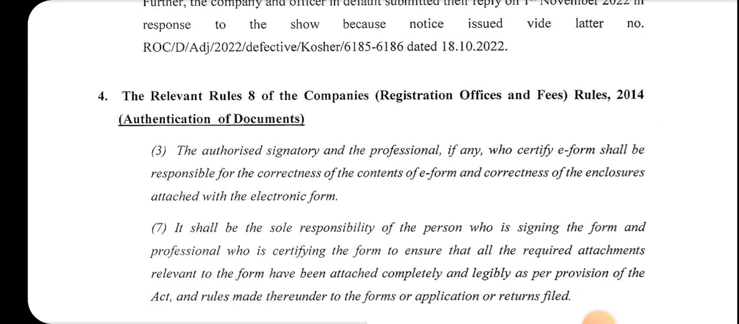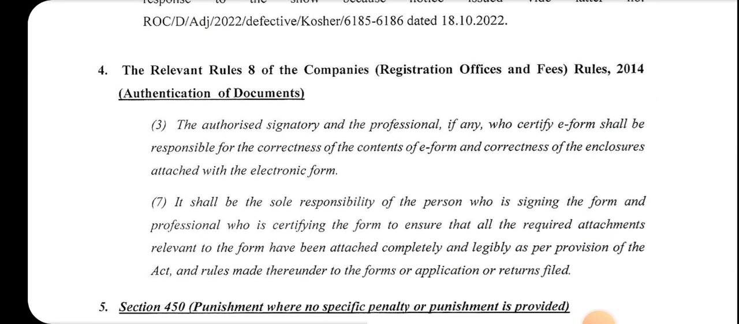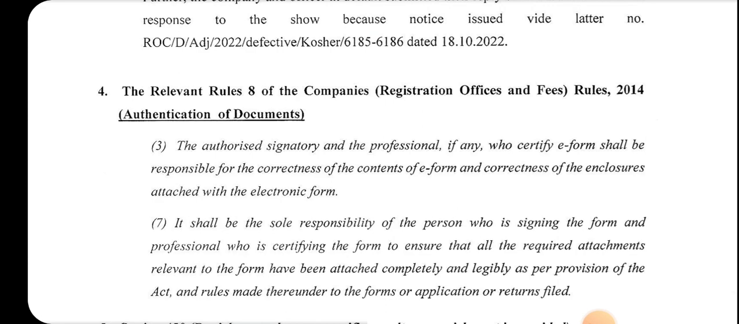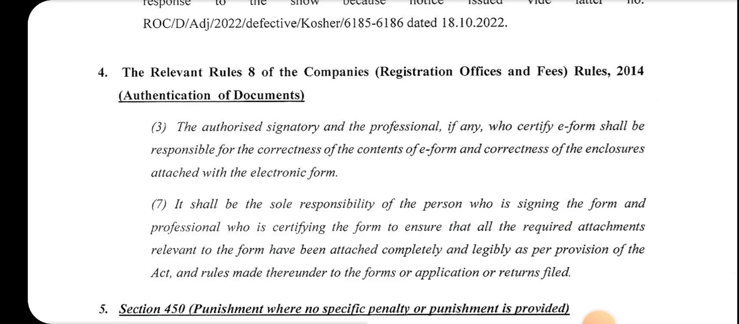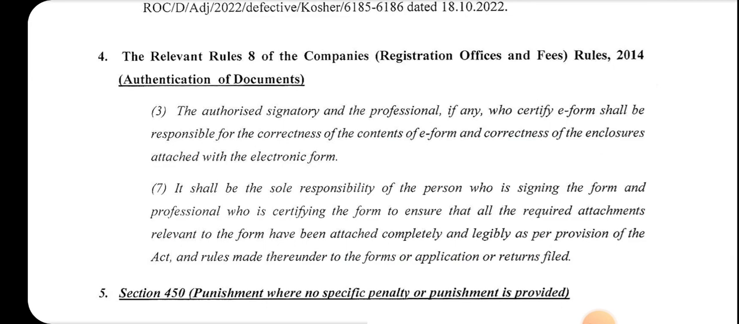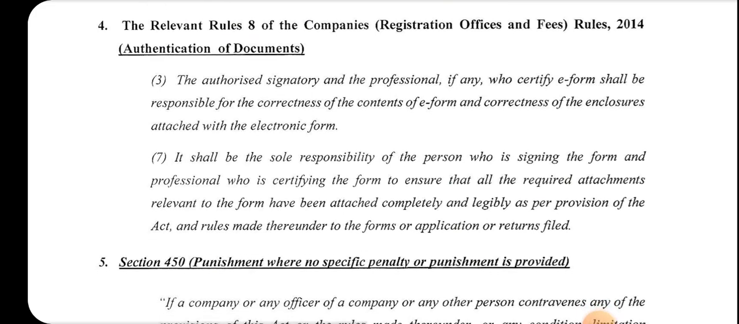And let's see the relevant Rule 8 of the Companies (Registration of Offices and Fees) Rules, 2014, authentication of the document. As per Sub-Rule 3, the authorized signatory and professional, if any, who certify the e-form shall be responsible for the correctness of the contents of the e-form and correctness of the enclosure attached with the electronic form, and it shall be the sole responsibility of the person who is signing the form and the professional who is certifying the form to ensure that all the required attachments relevant to the form have been attached completely and legibly as per provisions of the Act and rules made thereunder to the forms or application or return filed.